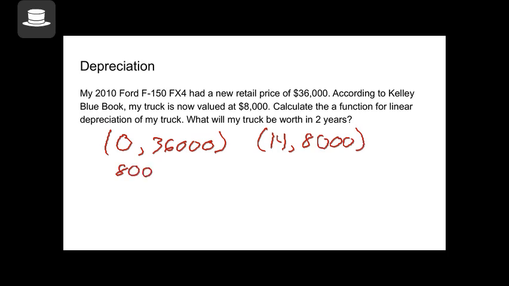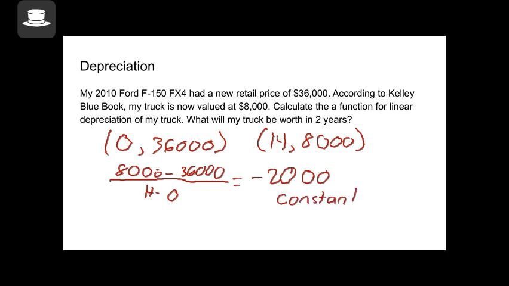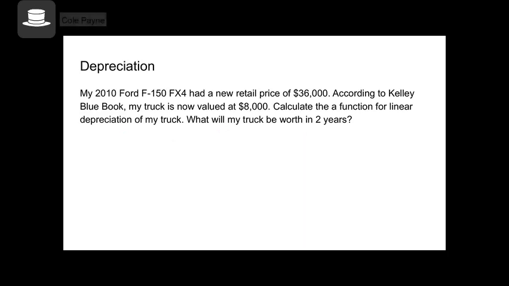So I have 8,000 minus 36,000 divided by 14 minus 0. Plug it in the calculator and I get negative 2,000. So negative 2,000 is the constant of depreciation. And now that I have that, I'm just going to call the function f of x is equal to negative 2,000 times x plus b.